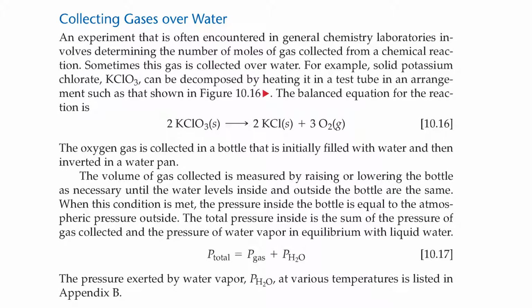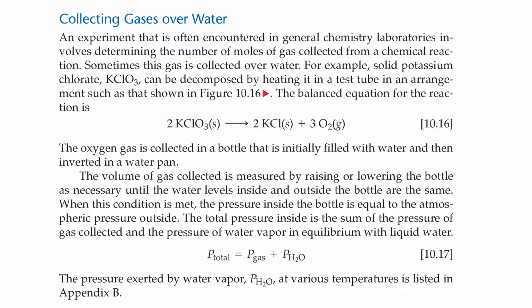Collecting gases over water. An experiment that's often encountered in general chemistry laboratories involves determining the number of moles of gas collected from a chemical reaction. Sometimes this gas is collected over water. For example, solid potassium chlorate can be decomposed by heating it in a test tube in an arrangement such as shown in Figure 10.16. The balanced equation for the reaction is 2 KClO3 yields 2 KCl plus 3 O2.